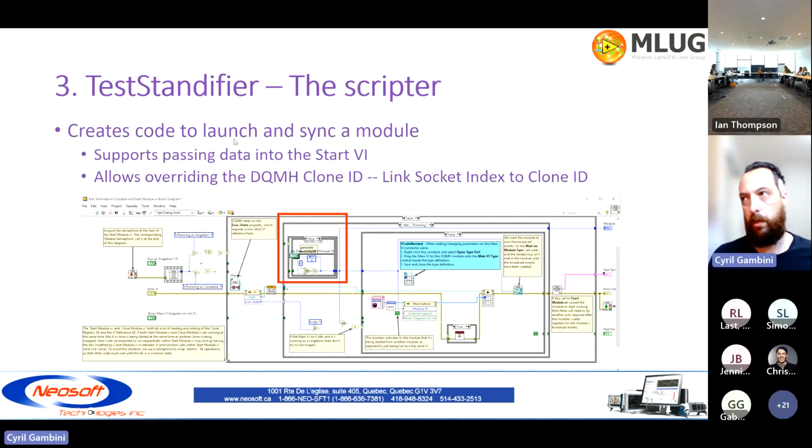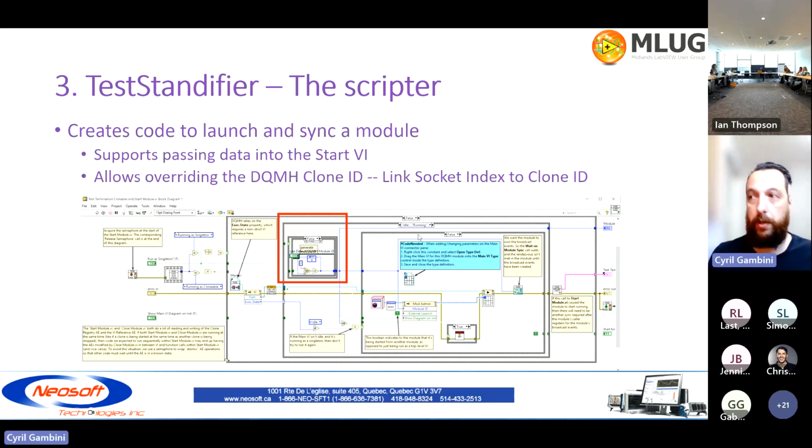Also, I've talked about the DQMH clone module ID and the way to link it to the test socket index. Actually, in DQMH, what you've got is that feedback node here, and it keeps incrementing the module ID. The scripter modifies it, and we added a Boolean. I'm sorry, the code is not really readable, but it's scripting. I don't know if you've done some scripting yourself, but the code created is sometimes ugly. It works, but it's ugly.